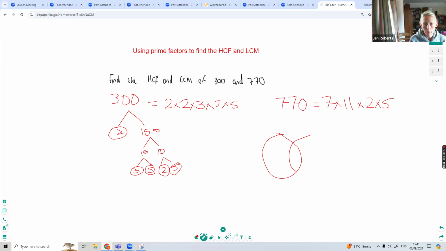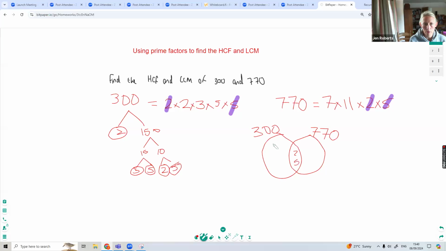Once we've done that, we use our Venn diagram. This left-hand circle represents 300. This right-hand circle represents 720. So what's in both here? Which prime factor's in both? 2's in both. Cross it out so you can see what's left. Sometimes you get a repeating digit in both, in which case you have to use it twice, but it's not here. And you've just got a 5 in both as well.